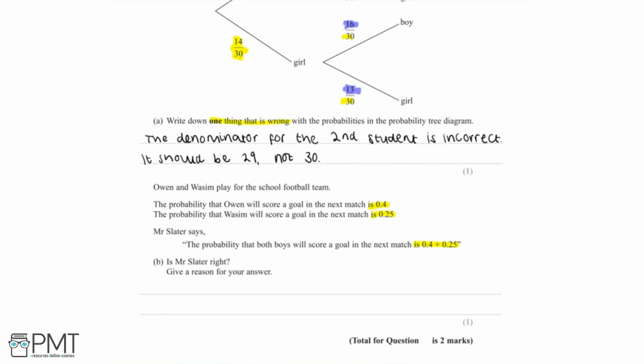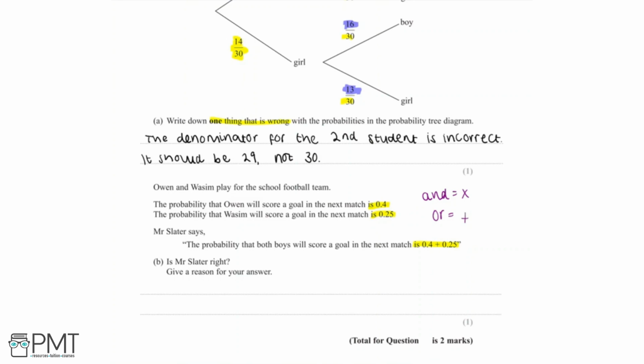Now a general rule in probability is that AND equals multiply, and OR equals add. And what this means is that if we're looking for the probability that X and Y happens, we multiply the probabilities of X and Y. But if we're looking for the probability that X or Y happens, we add the probabilities of X and Y.